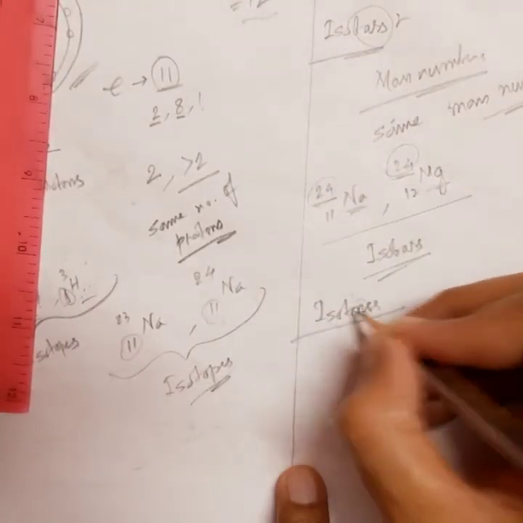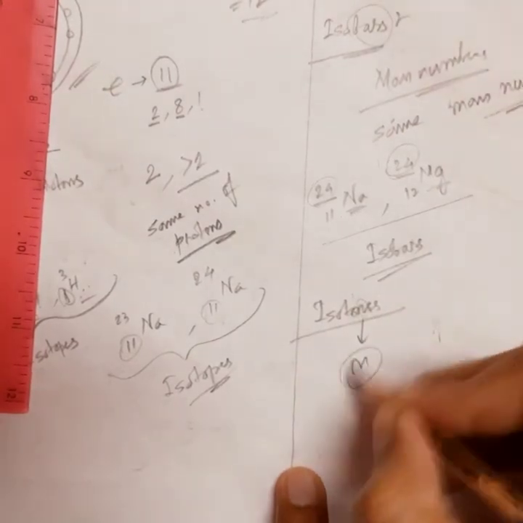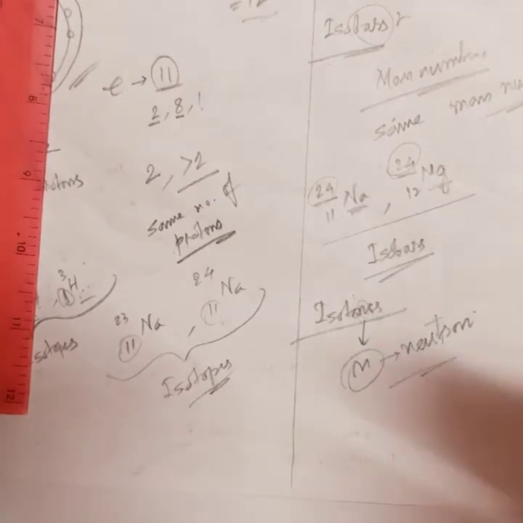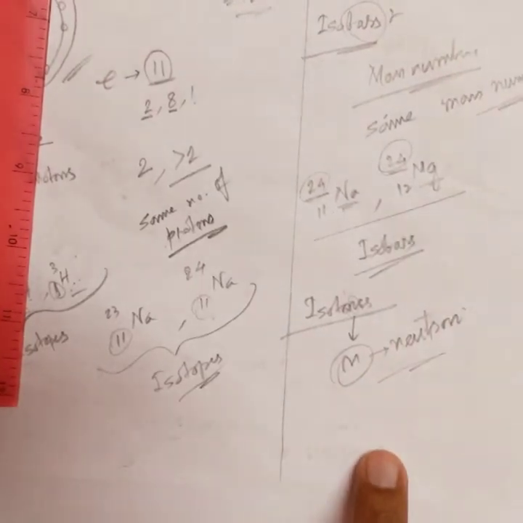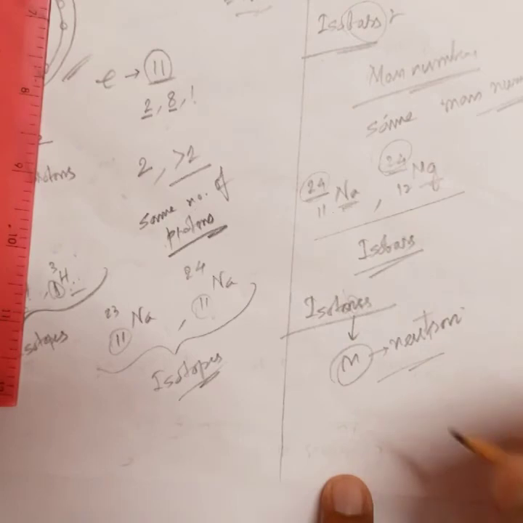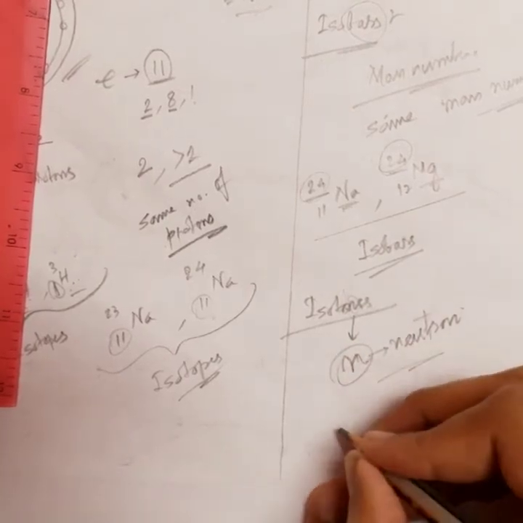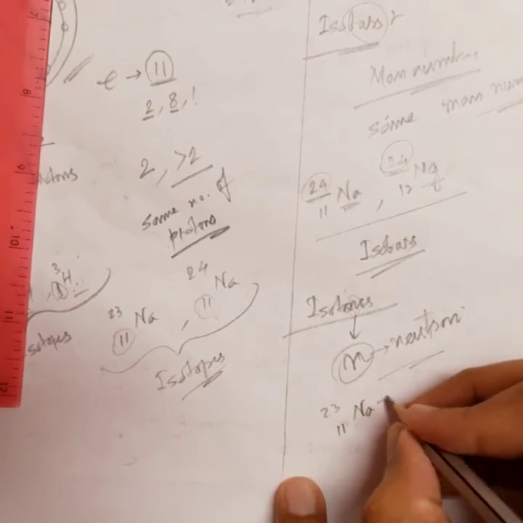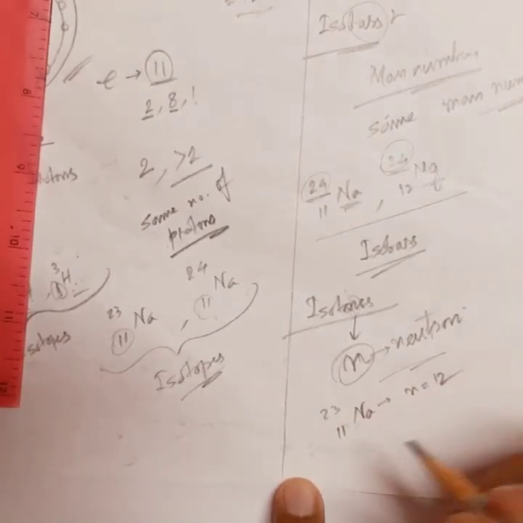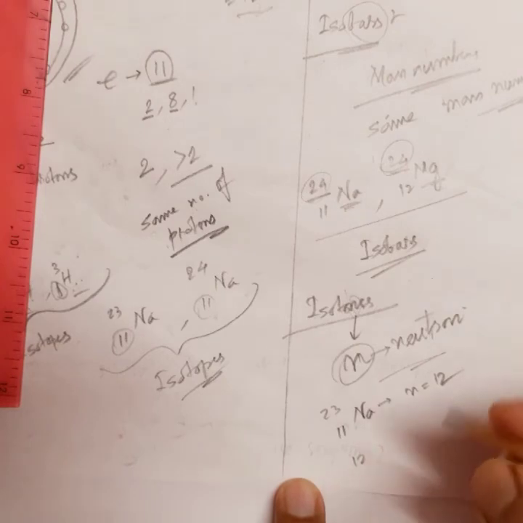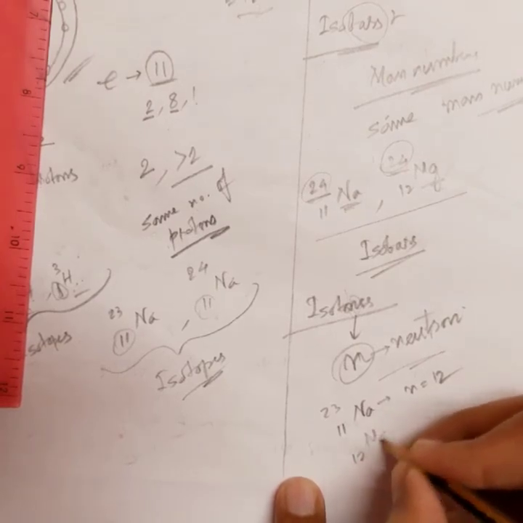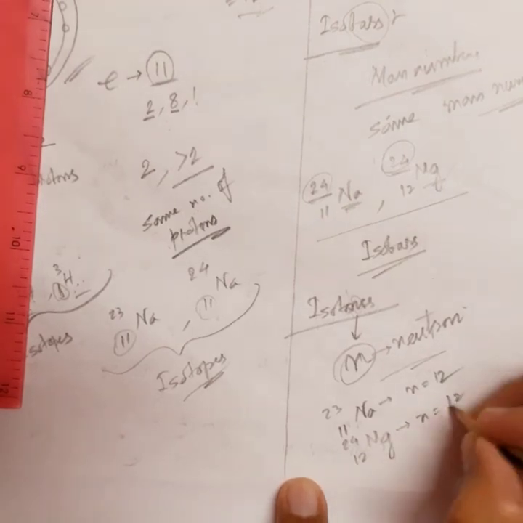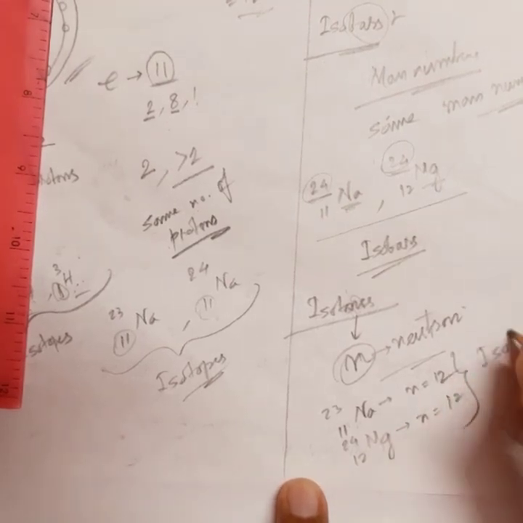Okay, so let us talk about isotones. Here you have the letter N, and N stands for neutron. If two or more atoms have the same number of neutrons, they are called isotones of each other. For example, for 11Na23 the number of neutrons is 12. Another atom, say 12Mg24, also has 12 neutrons. So they are called isotones of each other.